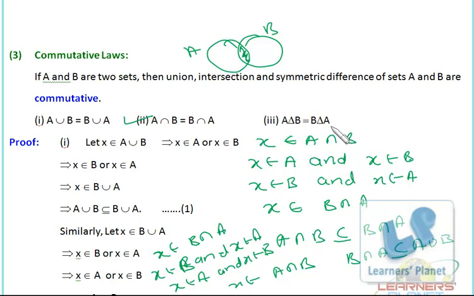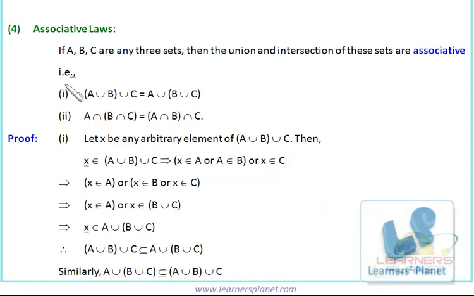Okay, so next let's take associative laws. Now let's take the first one. If A, B, C are three sets, then the union and intersection of these sets are associative, right? Now what is associativity? (A union B) union C will be equal to A union (B union C), right? So we have to establish the associativity over here for the union of sets.